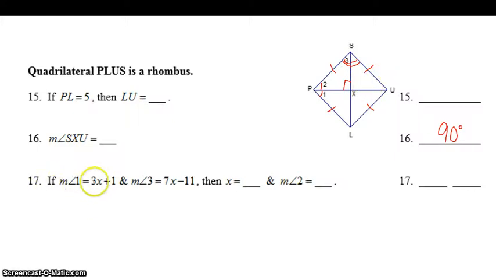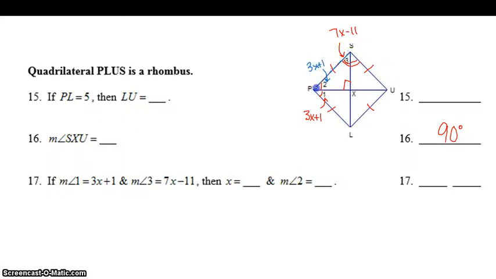All right, on this one, if the measure of angle 1, right here, is 3x plus 1 degrees, and the measure of angle 3, so that's this double arc up here, is 7x minus 11, then we want to know what x equals and what the measure of angle 2 is. All right, let me change colors here. So I know, since we marked in our picture, that angles 1 and 2 are the same. So then if angle 1 is 3x plus 1, angle 2 is also 3x plus 1.